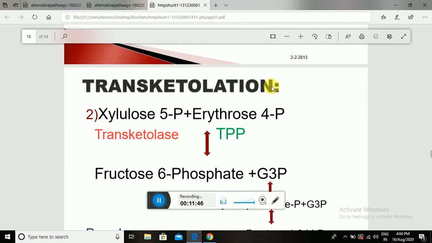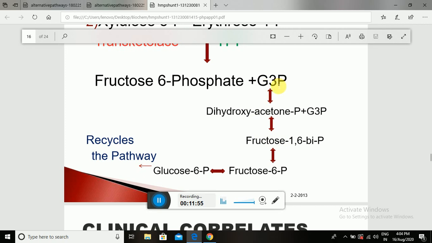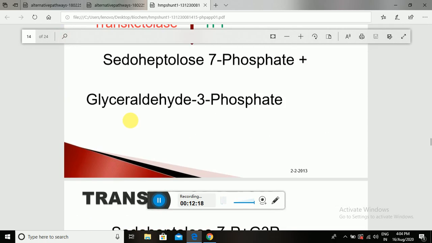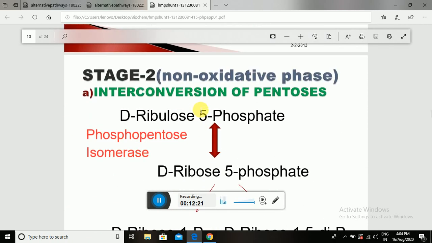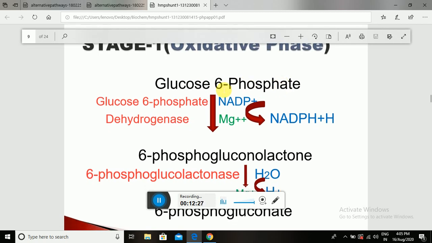Then transketolation: xylulose 5-phosphate plus erythrose 4-phosphate can form fructose 6-phosphate plus glyceraldehyde 3-phosphate. Also, this glyceraldehyde 3-phosphate will be interconverted into dihydroxyacetone phosphate plus glyceraldehyde 3-phosphate, then into fructose 1,6-bisphosphate. This fructose 1,6-bisphosphate gets converted into fructose 6-phosphate, and this fructose 6-phosphate gets converted into glucose 6-phosphate, and the pathway recycles.